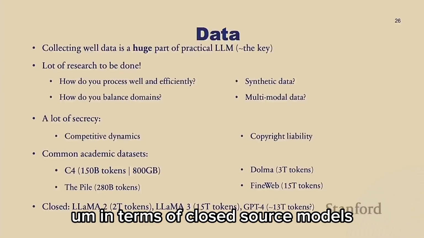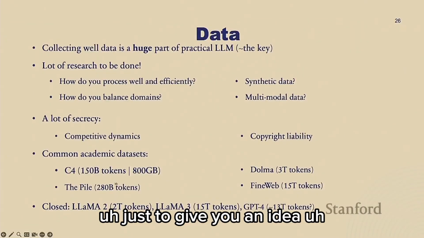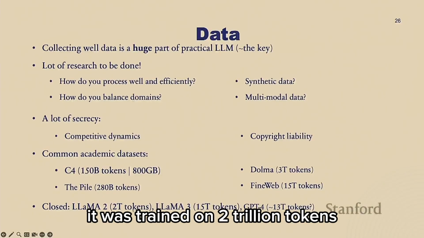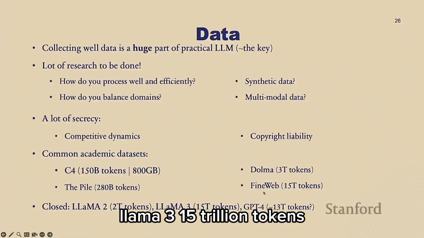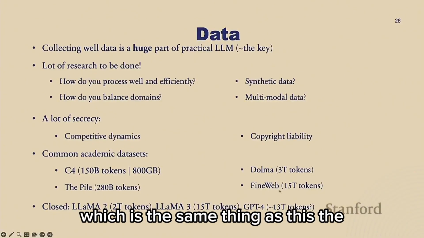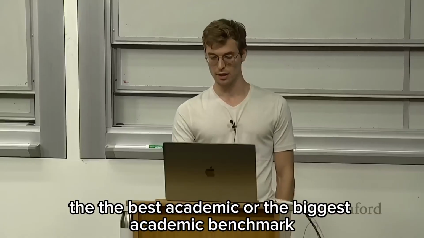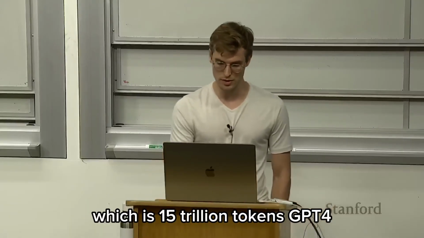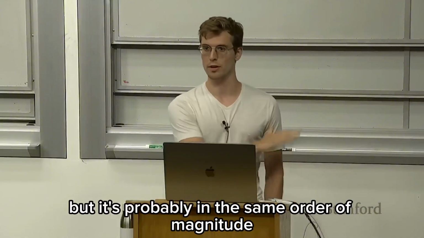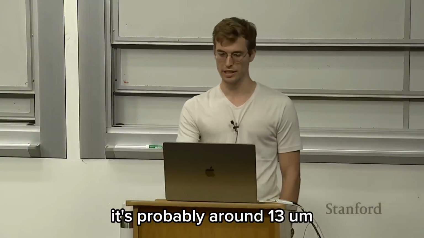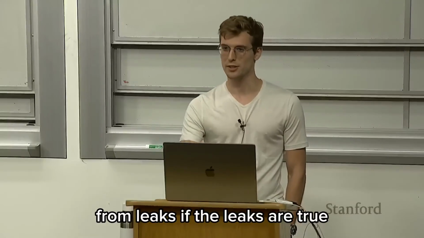In terms of closed source models, just to give you an idea, Llama 2 was trained on 2 trillion tokens. Llama 3 on 15 trillion tokens, which is currently the best model that we know on how much it was trained on, which is the same as the biggest academic benchmark, 15 trillion tokens. GPT-4, we don't really know, but it's probably in the same order of magnitude. It's probably around 13 trillion from leaks, if the leaks are true.